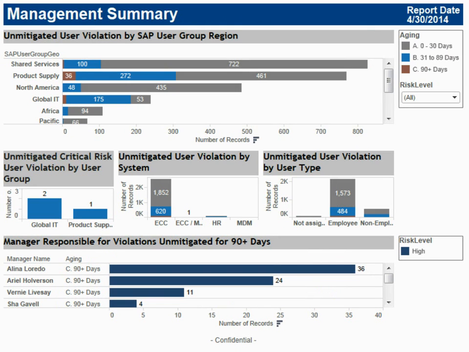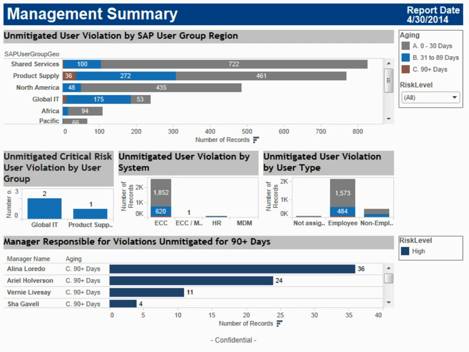And the final dashboard that we have as an example in your SOD process is just a higher level dashboard that might be relevant at the management level. So we've broken out our SAP user groups into specific geographies, and we have just a couple critical data elements that are significant at maybe the management level. So we have critical risk violations, and we have violations that have been unmitigated for greater than 90 days.